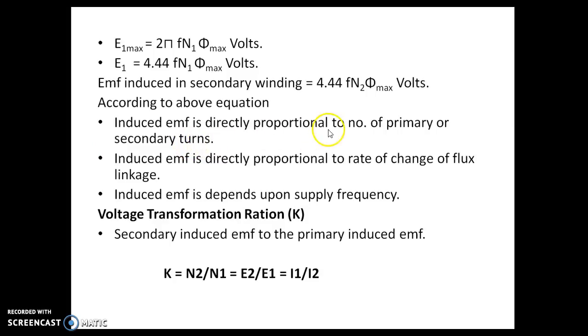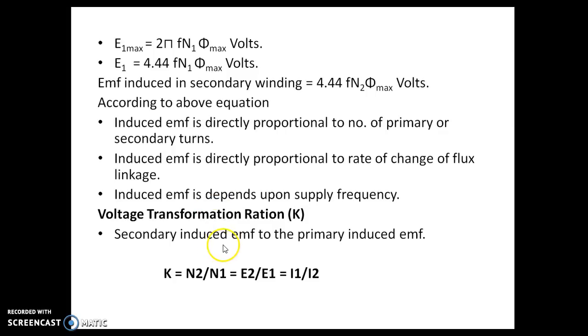According to the above equation, these points should be noted. Induced EMF is directly proportional to the number of primary or secondary turns. Is it clear from these expressions? Induced EMF is directly proportional to the rate of change of flux linkage. Induced EMF depends on the supply frequency. As the frequency is constant, you can say it is the same. We can say E1 is directly proportional to the number of turns and the rate of change of flux. Voltage transformation ratio: what is that?